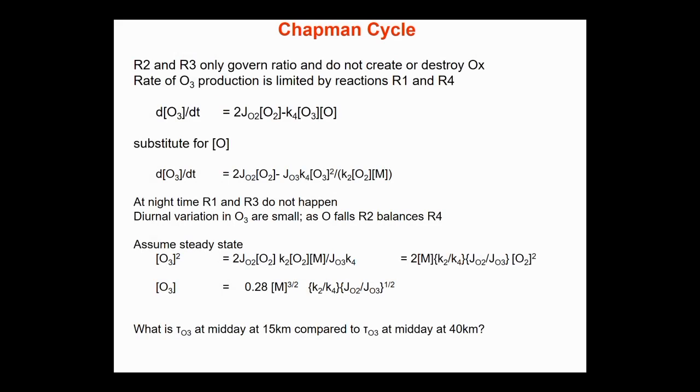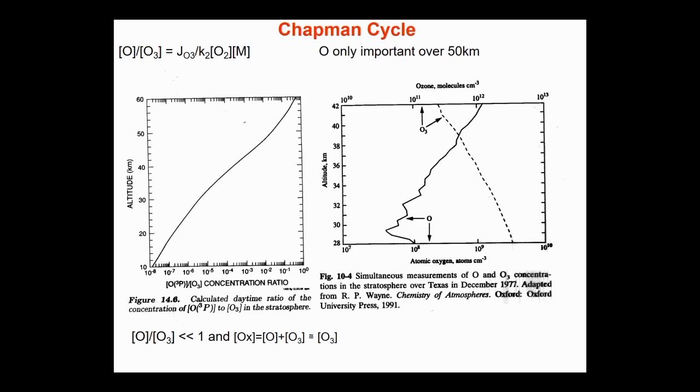So if we do that, we can see that the rate of ozone production is now limited by the photolysis of oxygen in the first place to form odd oxygen, and the destruction through reaction 4. We can say that because we know that this ratio is vanishingly small and the odd oxygen equates to ozone. So what we've got, in essence, is a box.